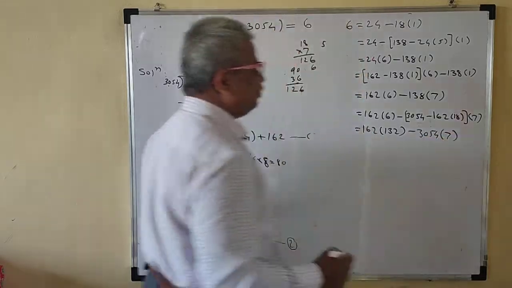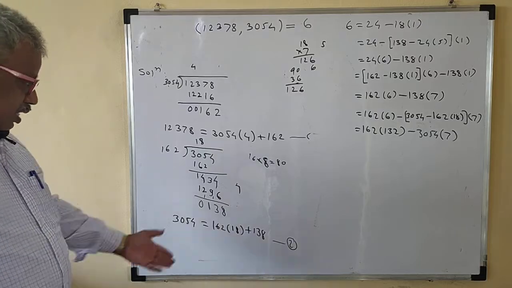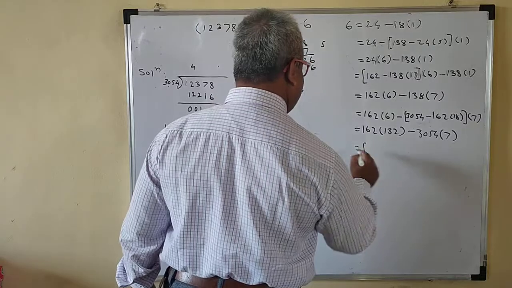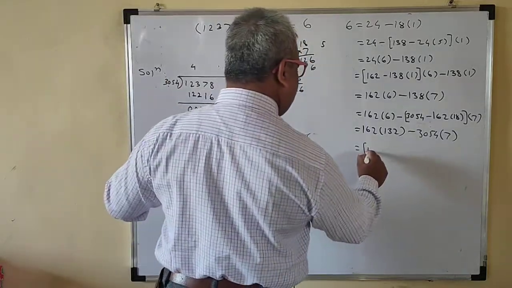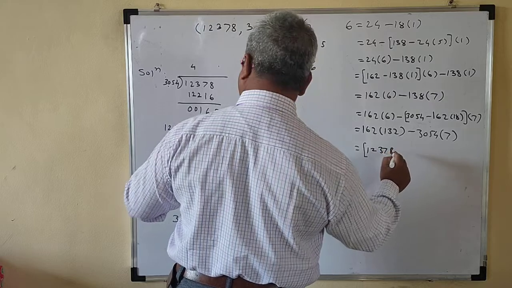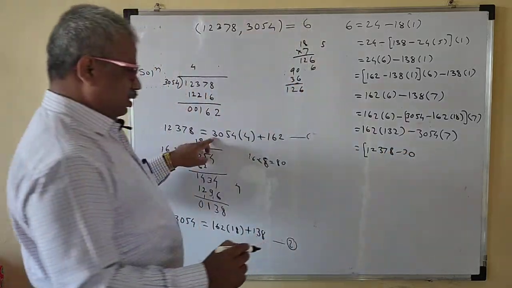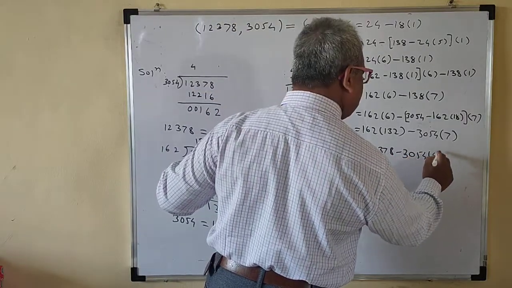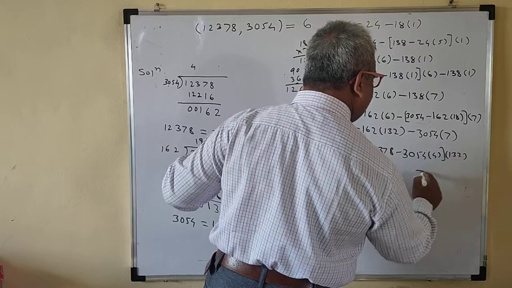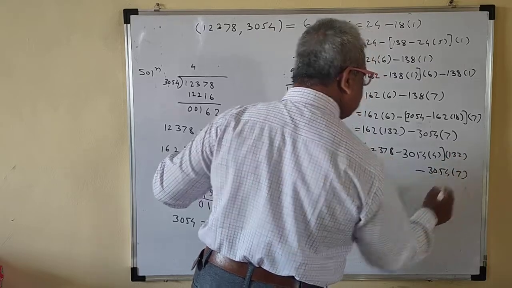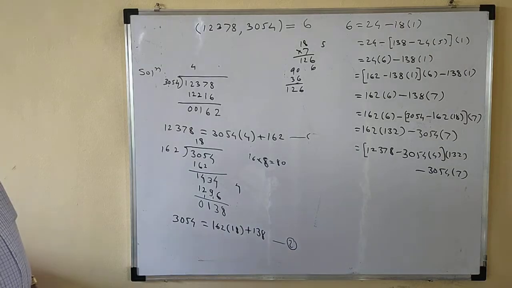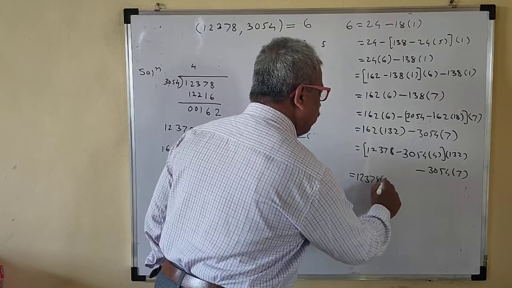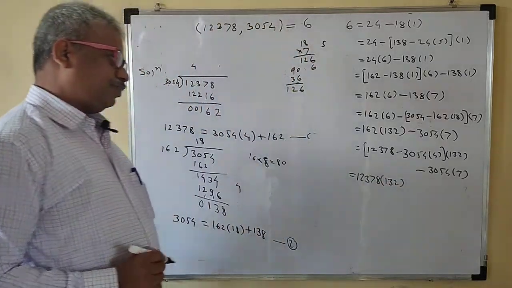54 into 7. Now, the next remainder is what? 162. You have to put the value of 162 now. What is the value of 162? 12, 378 minus 3054 into 4, 132 minus 7. Okay, so now we'll collect this one. So this is 12, 378, 132, 132.